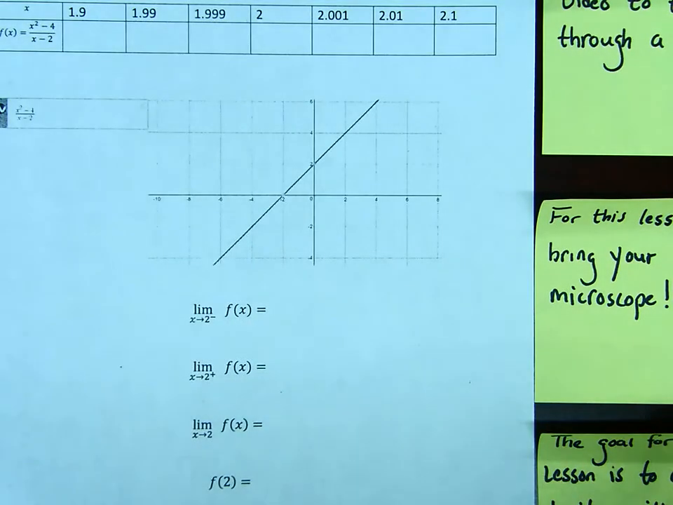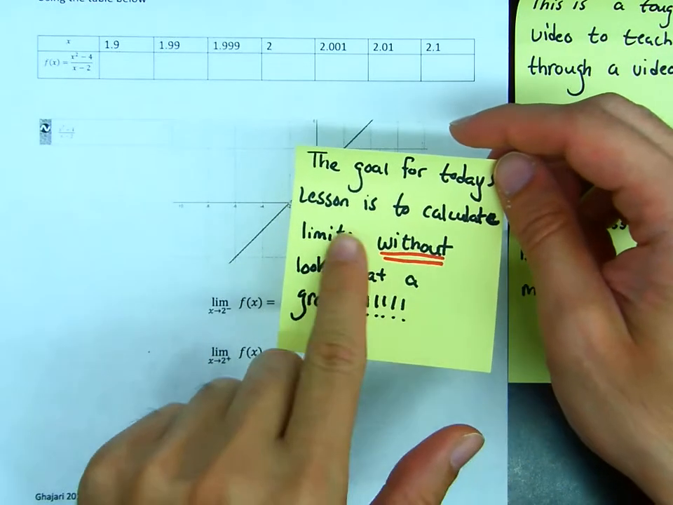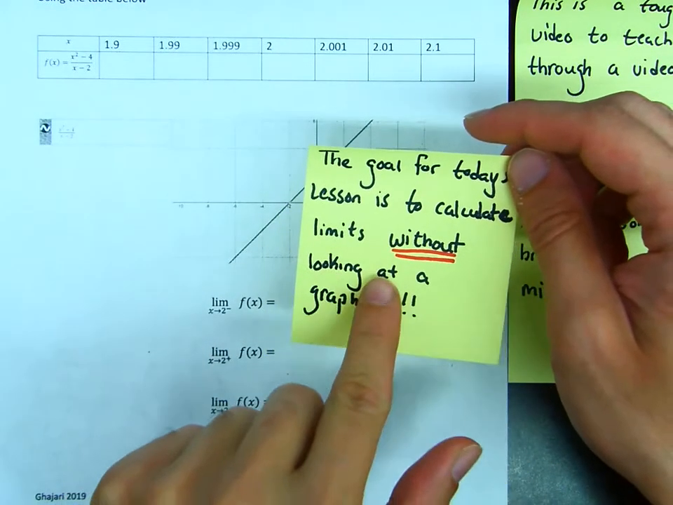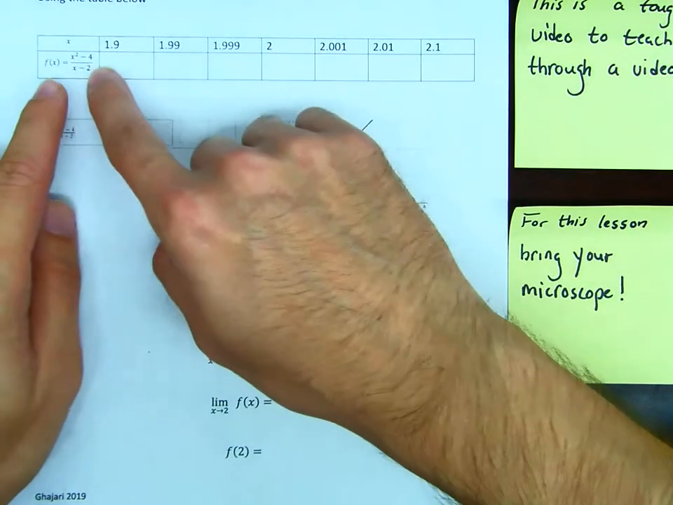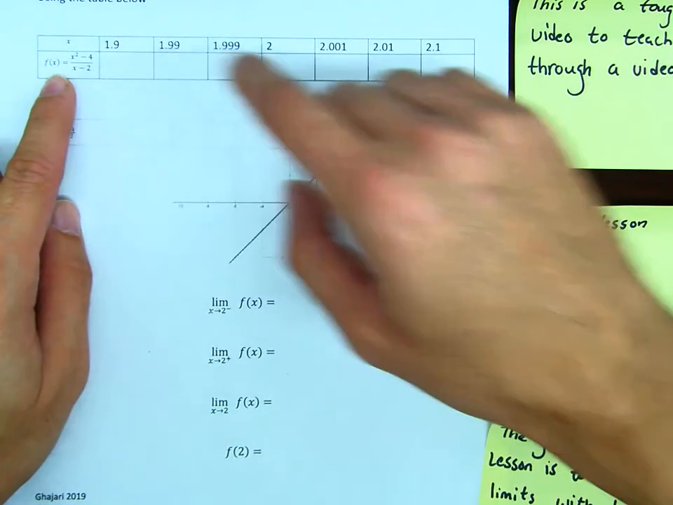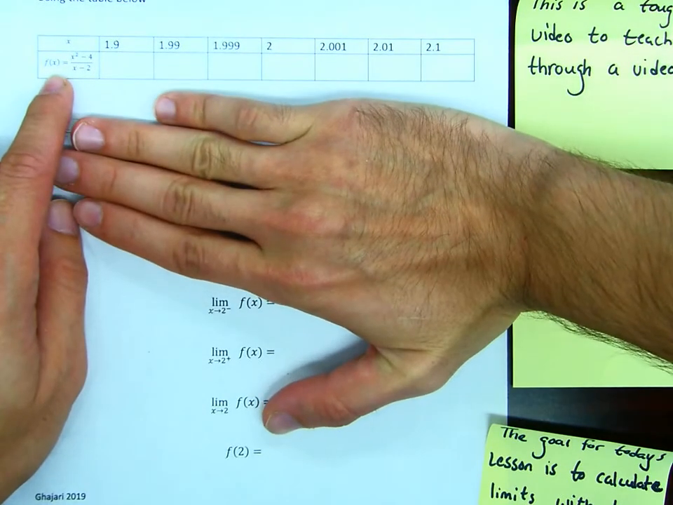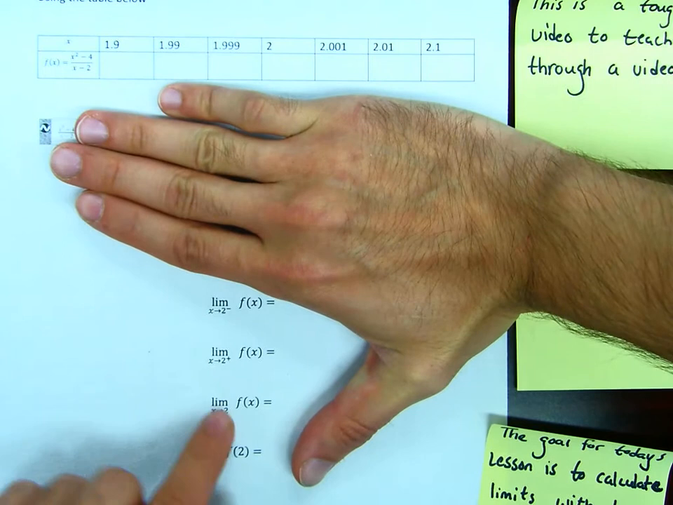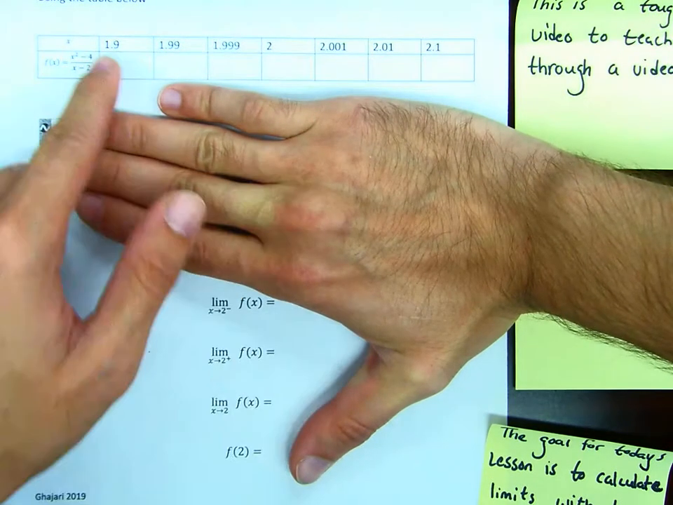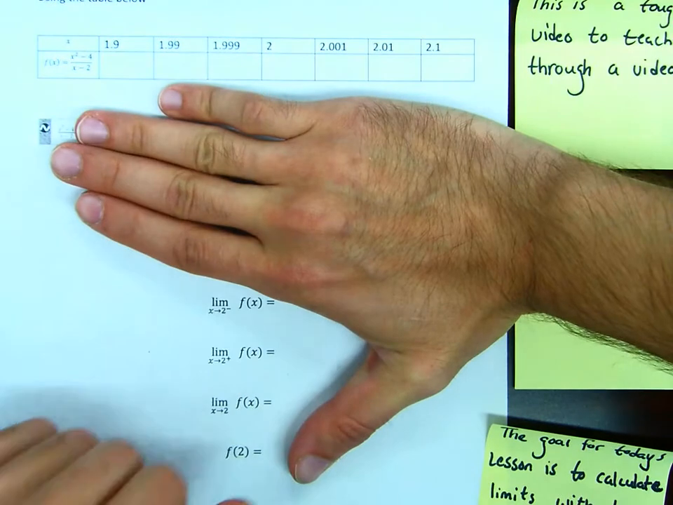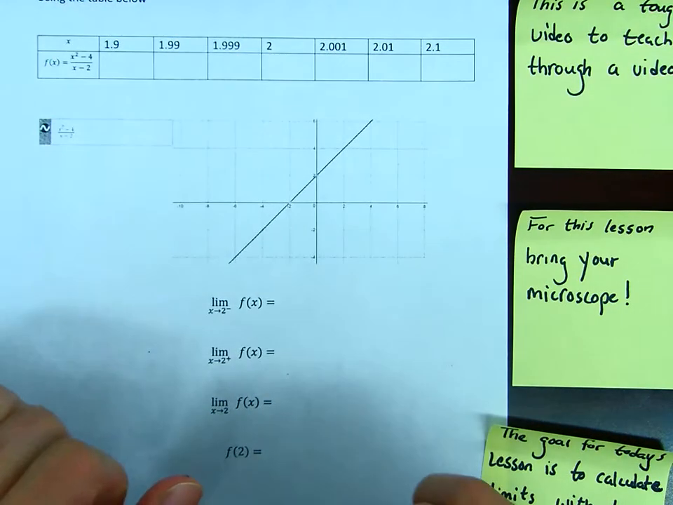The idea for this lesson is that we want to be able to calculate limits without looking at a graph. Right now, this function x squared minus 4 over x minus 2 has a graph. Imagine if I asked what these limits are without looking at the graph. How can we find these limits only by looking at a table of values? That's the goal for today. But for now, the first one will be a nice and easy warm-up.